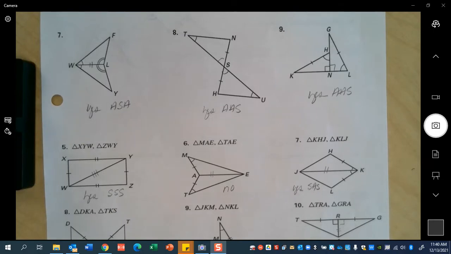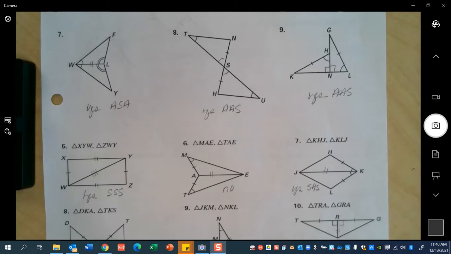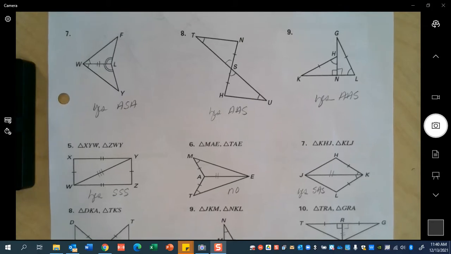Go ahead. Would you still not be able to prove it if NT and HU were parallel? So if NT and HU were parallel, and actually they are parallel because I have these alternate interior angles, without a side, I can't get congruence. So I get these two angles are congruent anyway through the third angle theorem, but without a side, I don't have congruence.